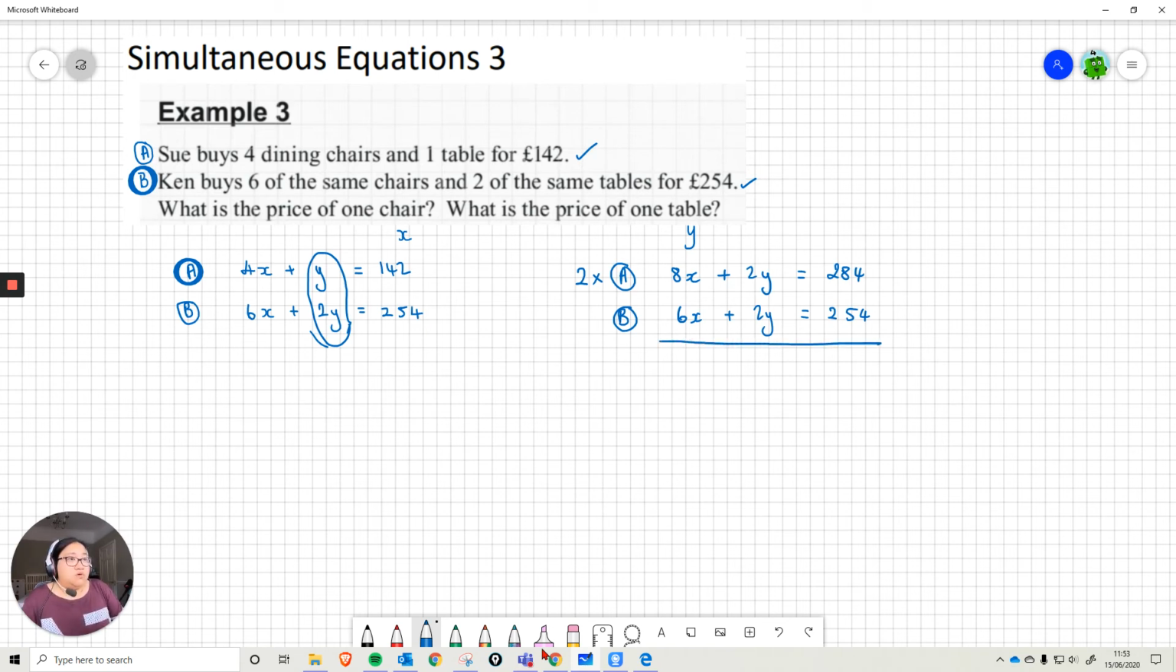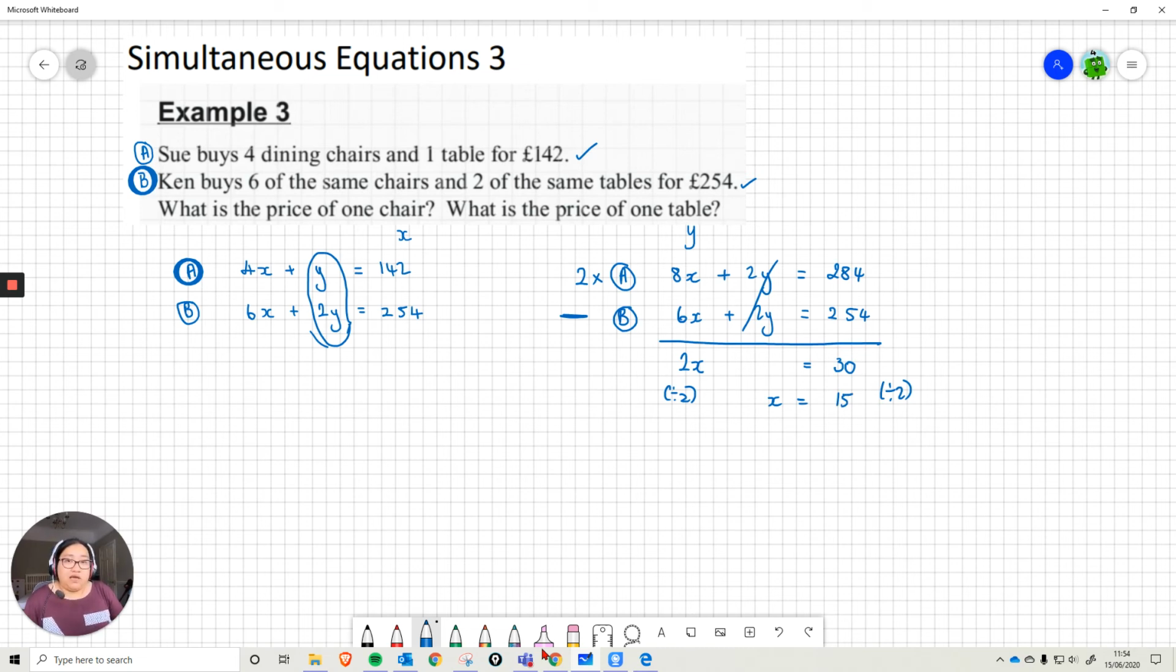Now I'm going to use the elimination method, so I'm going to subtract the two equations. 8x subtract 6x is 2x. 2y subtract 2y is 0, so they're going to disappear and eliminate. And then 284 subtract 254 is 30. Now I've got rid of one of my variables, I can solve to work out x. I'm going to divide both sides by 2. X is equal to £15. So each chair is going to cost me £15.